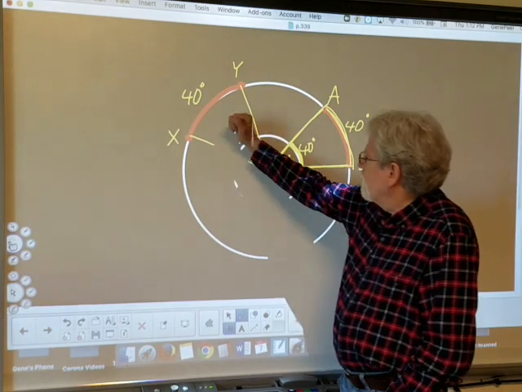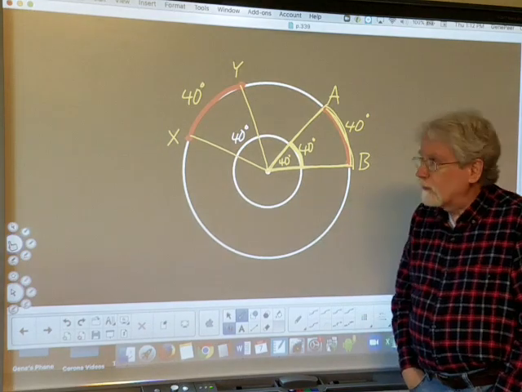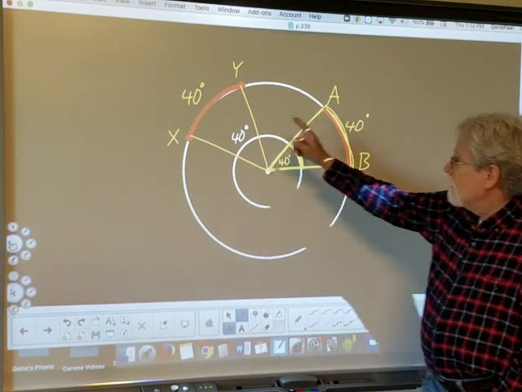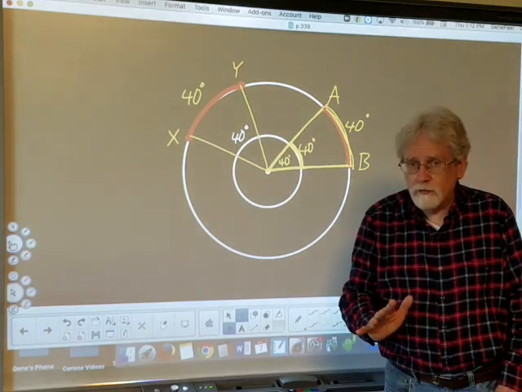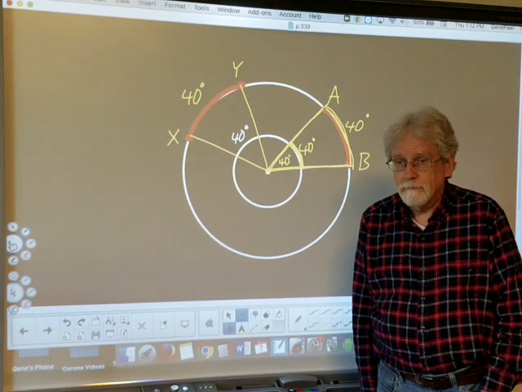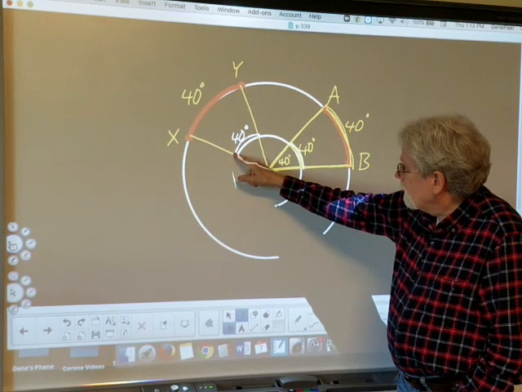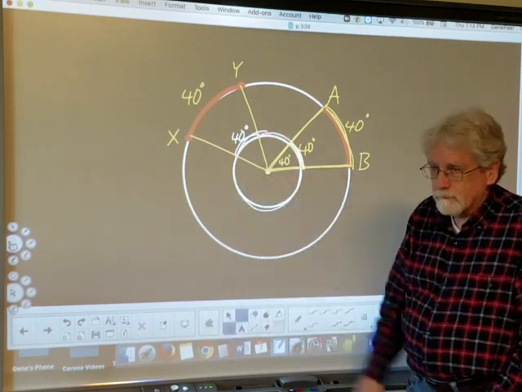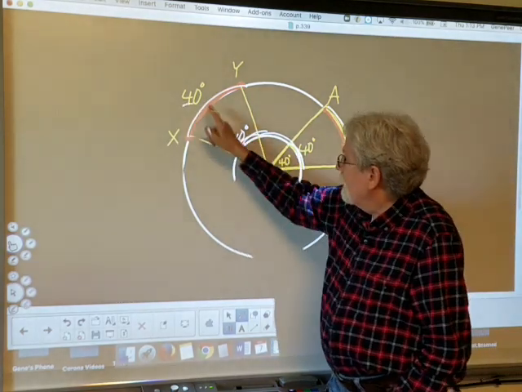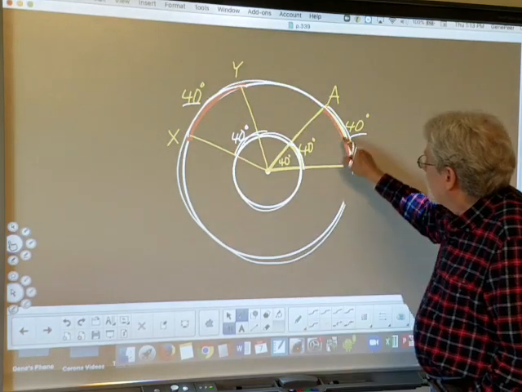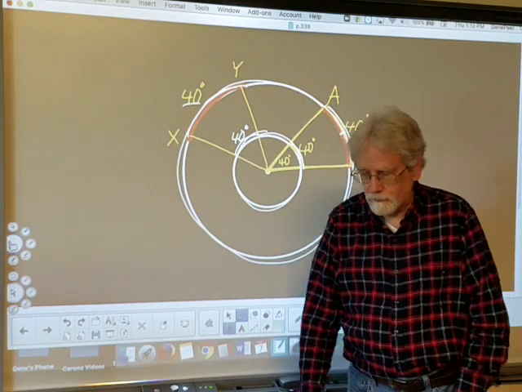So again, as we said before, for two arcs to be congruent, what's required? They must be the same measure, and they must either be on the same circle or on two circles that happen to be congruent. So this arc is congruent to this arc because they're the same measure and they're on the same circle. This arc is congruent to this arc because they're the same measure and they're on the same circle. But these arcs are not congruent because they're not on congruent circles.